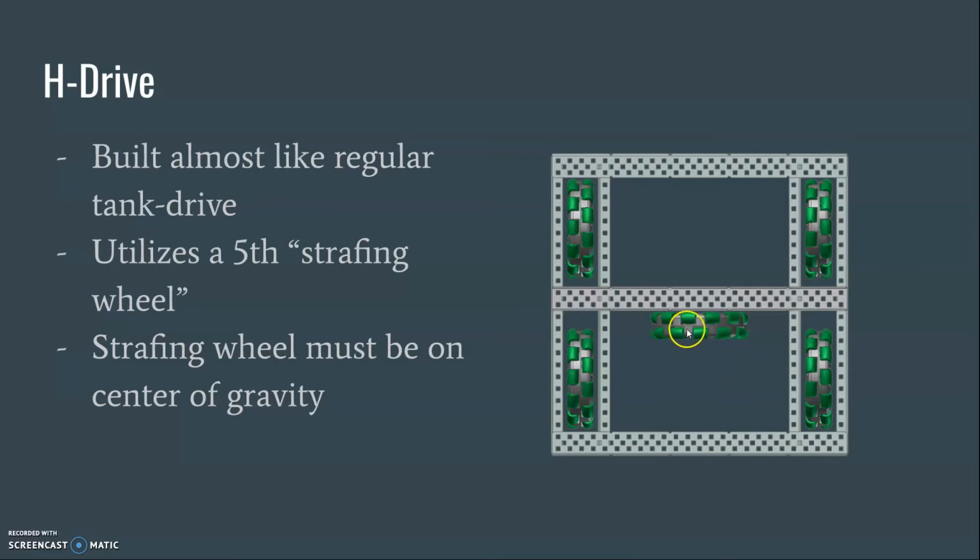The position of the center wheel is extremely important. In general, you want the strafing wheel to line up with the center of gravity of the robot so as to not cause problems with tipping or a degraded driving experience. As well, this drive takes up much space in the center of the chassis, making it much harder to build upon than a conventional tank drive.